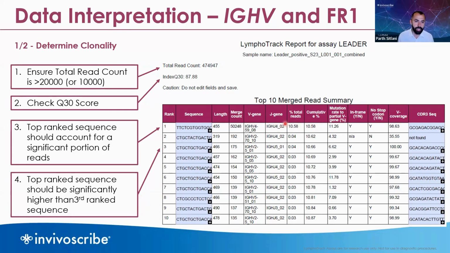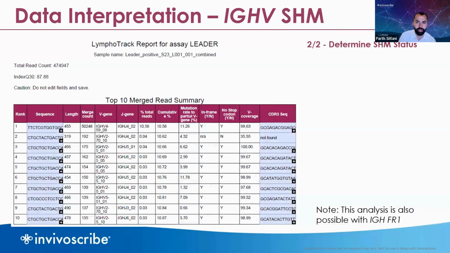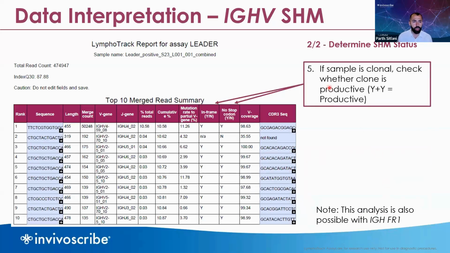So here we can see 10.58% is a significantly high portion here, and it is significantly higher than the 0.04% from rank 3. Now, this is, of course, the IGHV leader positive control, so this is clearly a positive sample here. We can also move in to look at the somatic hypermutation results in the same sample. Once the sample is clonal, we just take a look at the productivity of the rearrangement.